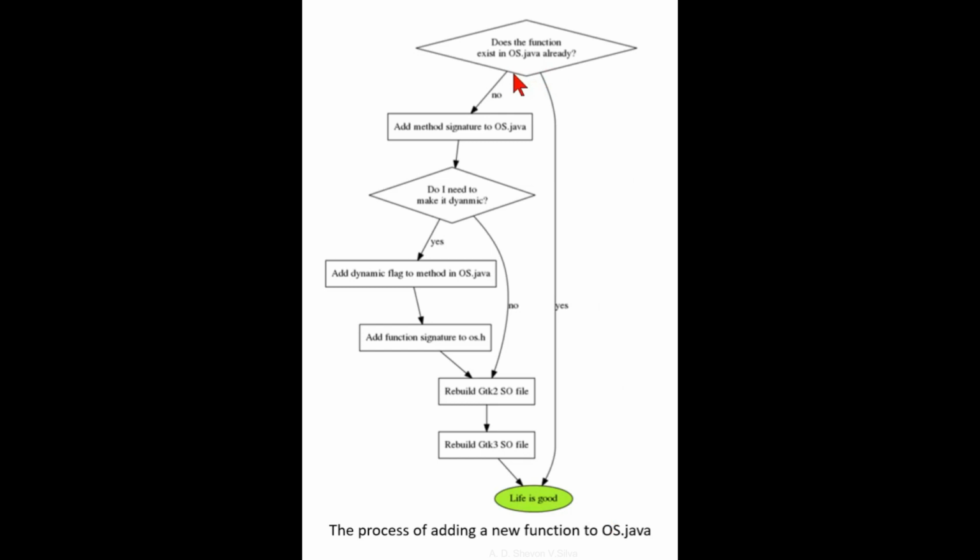If it doesn't exist, or no, then it is connected to add method signature to OS.Java. It is connected to the selection: do I need to make it dynamic? If it is yes, it's connected to add dynamic flag to method in the OS.Java, and it is connected to add function signature to OS.H, and it is connected to rebuild GTK2 SO file.